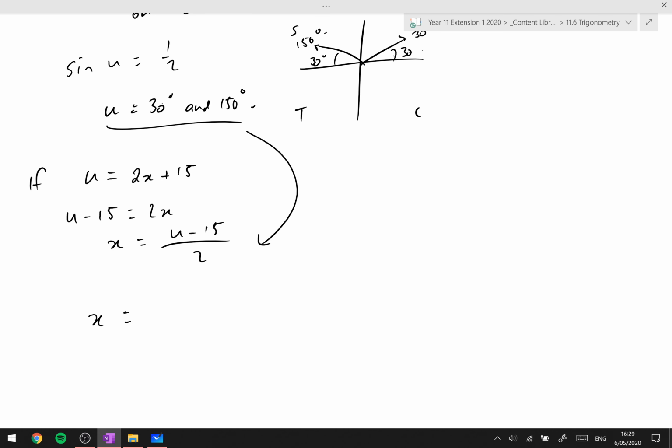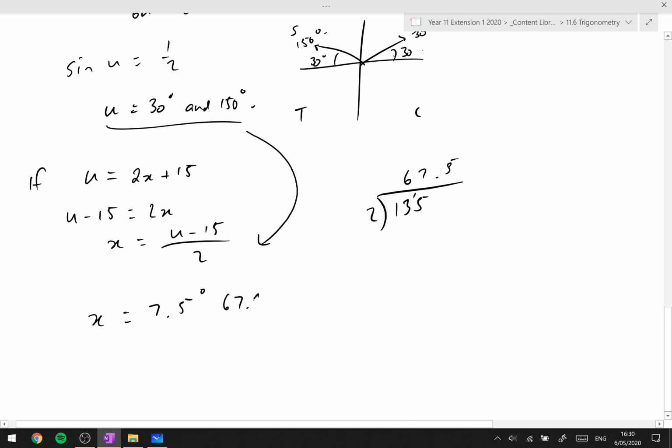is 7.5 degrees. And our other one was 150 minus 15, which is 135. I'm just going to do it here the long way because I don't have my calculator with me. Divided by 2 is equal to 67.5. Okay, so when x is between 0 degrees and 180 degrees, these are the two values that make it true.